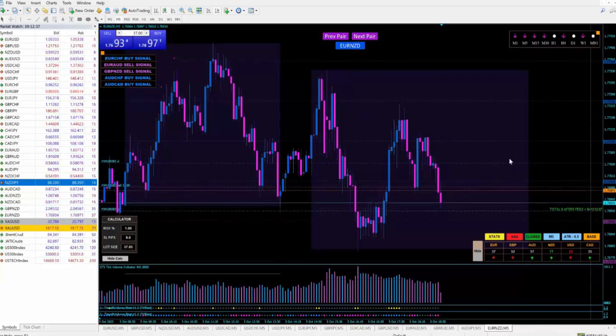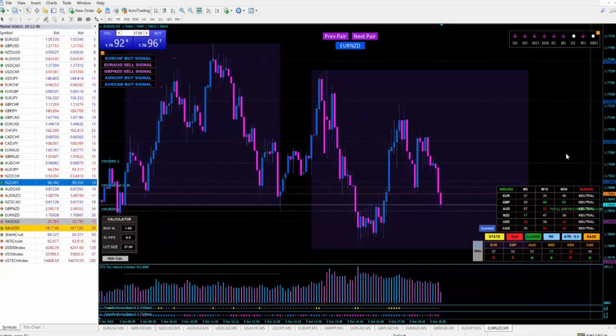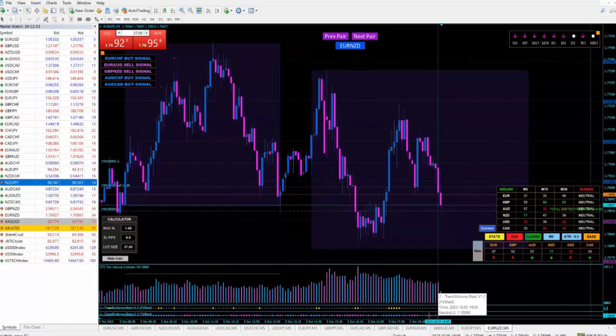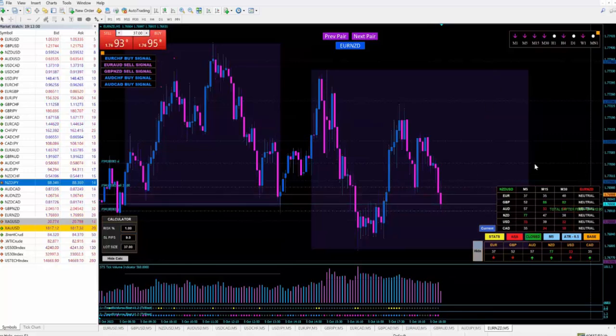But anyways, why am I looking at this pair? Because Euro NZD was listed as the sell signal here on the multi-time frame scanner, and we are red on the TV Blast. Okay, so red on the TV Blast means we have a sell signal. Our very first sell signal came in right here, right? But I'm looking for some new trades.